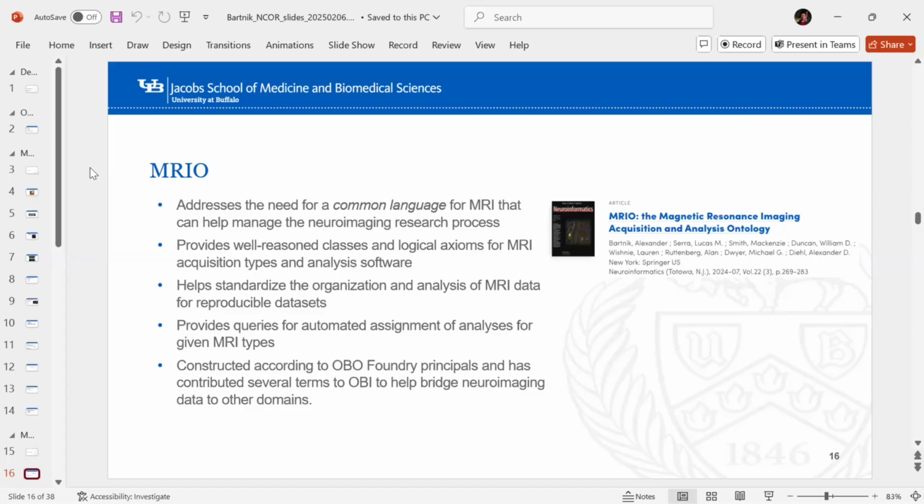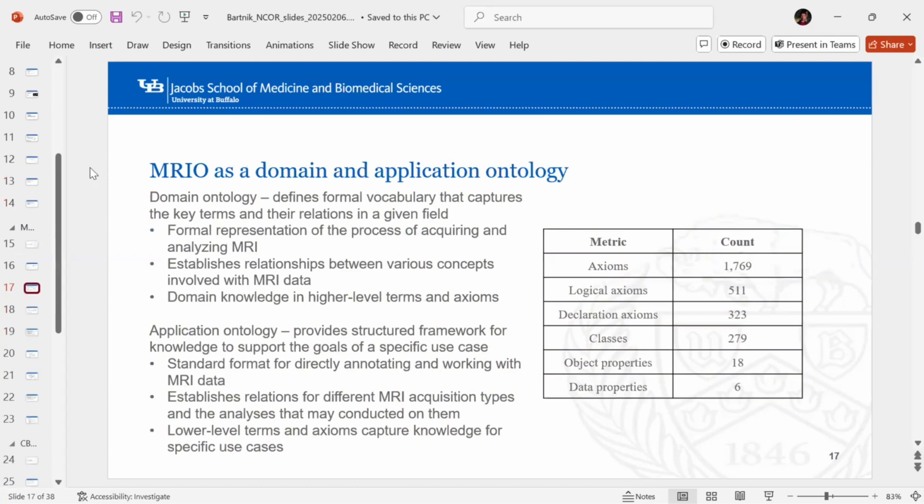And as Alex Steele mentioned earlier, we've worked a number of times to contribute some of our higher level terms and classes to OBI. So when we talk about MRIO, I like to think of it as both a domain ontology and an application ontology, in that it provides a lot of standards for the actual domain itself, a lot of the higher level knowledge that goes into how you work with your MRI data. And I also use it a lot with real world data. So I try to focus a lot on the practical benefits of MRIO.